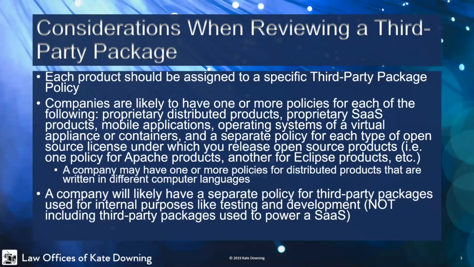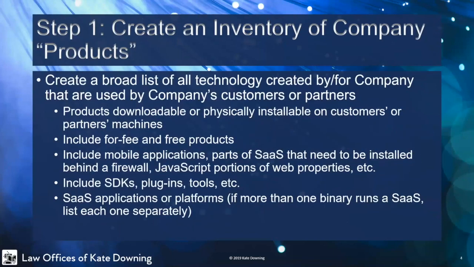And so just really quickly, one of the first things that we need is to understand that you're probably going to have more than one policy because you're probably going to have different product types that require different policies. And the first step that we do when we're trying to come up with policy is to create a big inventory of all the different products that your company has to offer, and to think broadly about that to make sure you're including free things, tools, development tools, things like that.